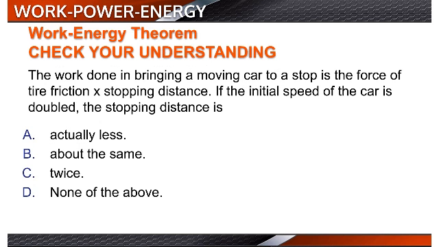Next question. The work done in bringing a moving car to a stop is the force of tire friction. Remember, that's a constant, right? Unless you change your tires and get wider tires or something with more aggressive force, there's only so much friction that's going to occur. Or I guess we could have a change in the surface, if it's wet outside or leaves or icy out, then the friction's going to change. But let's not get that deep into it. So to stop is the force of tire friction and stopping distance. If the initial speed of the car is doubled, the stopping distance has to do what?